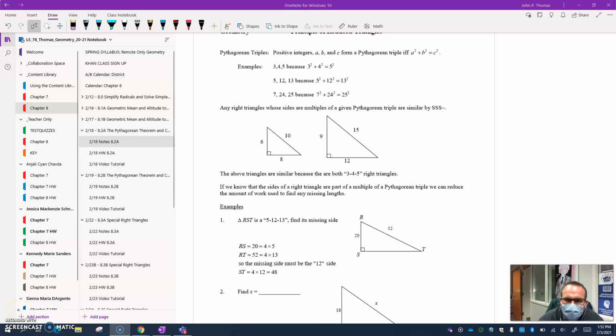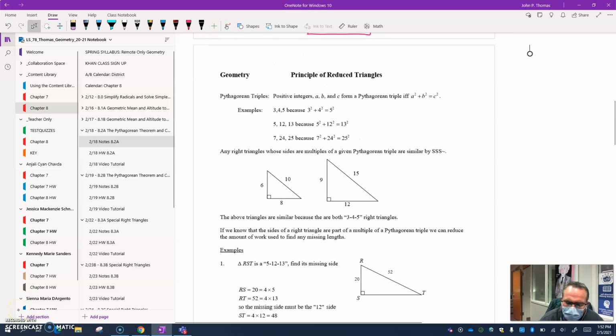All right, we're back for the second part of the video, and on this one we're going to look at a special group of right triangles, and these are called Pythagorean triples. Pythagorean triples are basically right triangles that have integer values for all the sides. And there's a couple of families that we're really going to focus on.